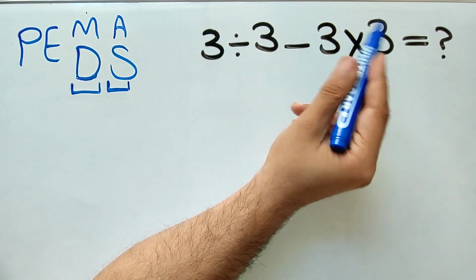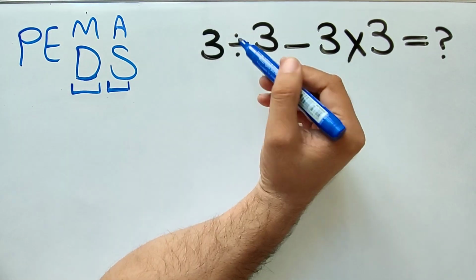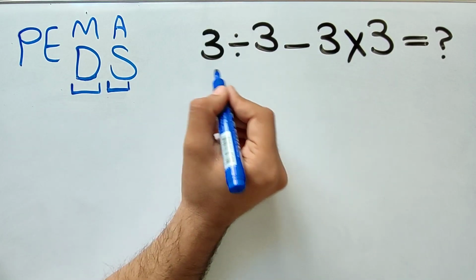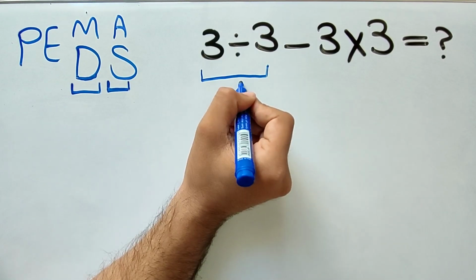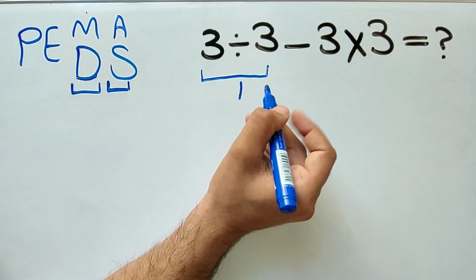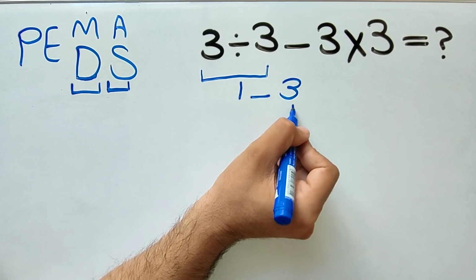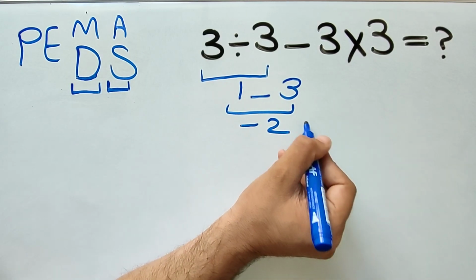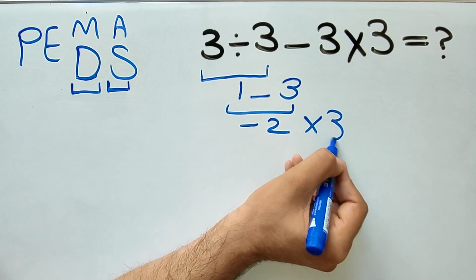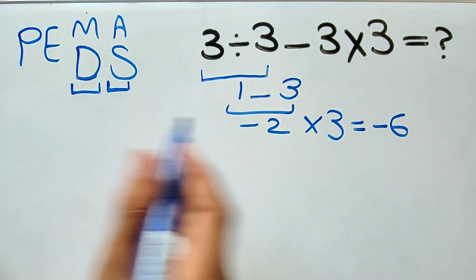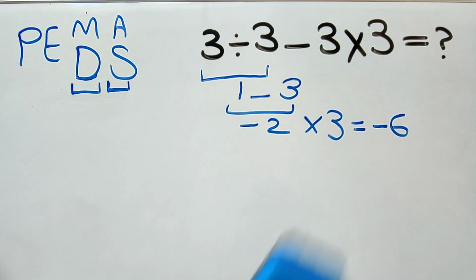We have one math expression here. Maybe you solve this math expression like this. 3 divided by 3 gives us 1, and 1 minus 3 gives us negative 2, and negative 2 times 3 gives us negative 6. But this answer is not correct.